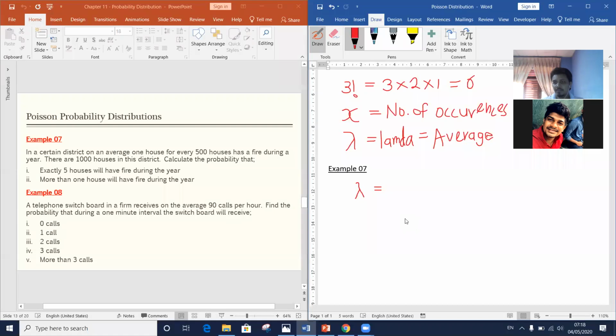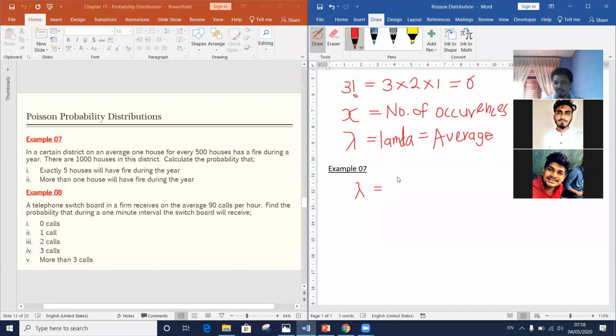That is the lambda value. From these two sentences, you can get it. One house. Right. But it says one house for every 500 houses has a fire during a year.